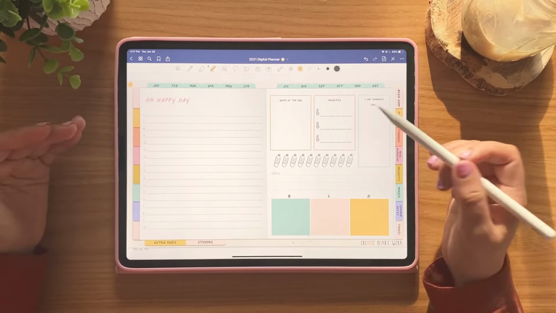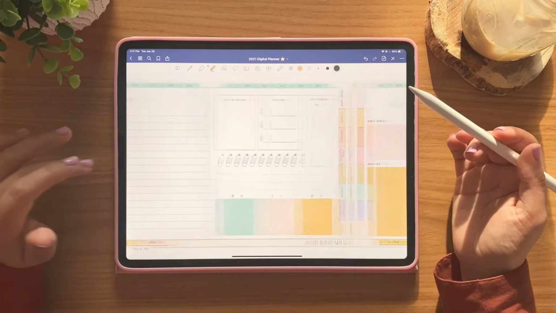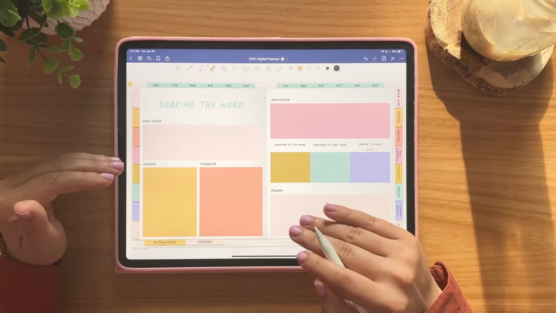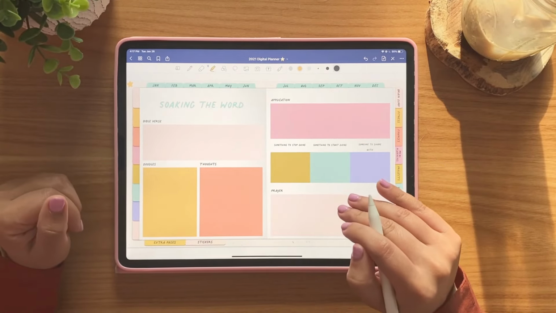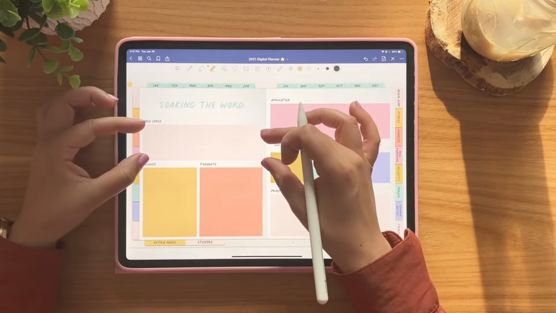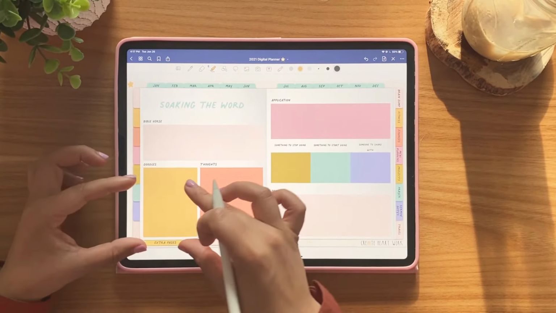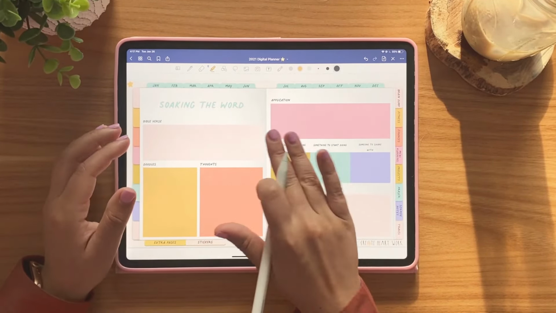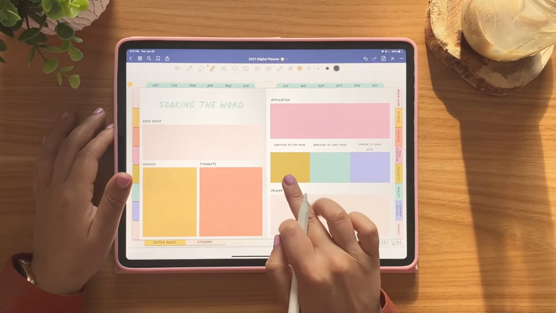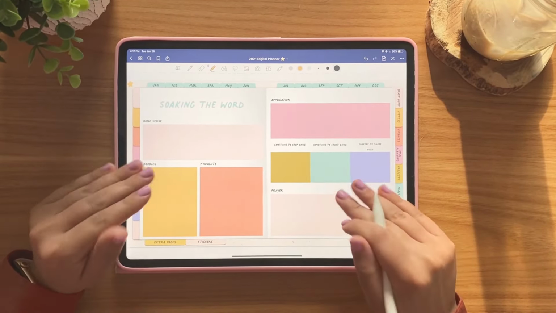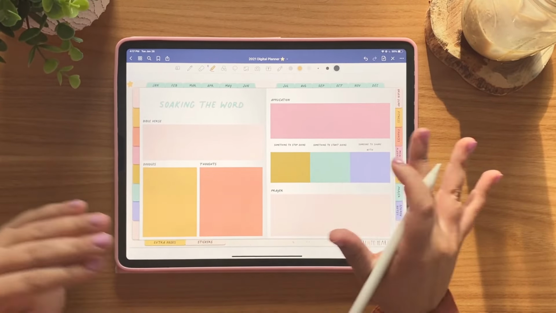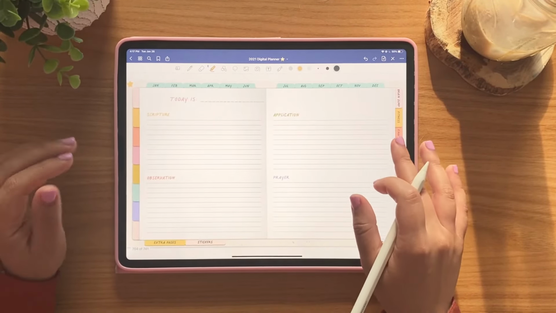This is a daily page, fill out your water, quote of the day. We have the soaking the word. So I used to use this one a lot for Bible studying. I would choose a Bible verse of the day, doodle about it, write some thoughts, how I can apply it, something to stop doing, to start doing, and someone to share with, and prayer. I used to do this page so much. It was actually like an individual journal in my shop.